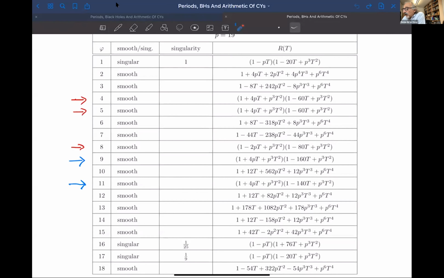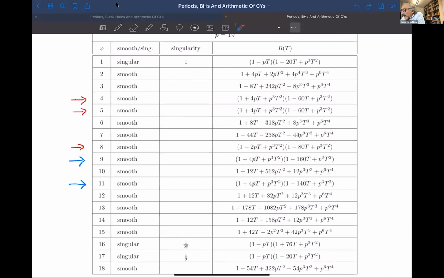And then when we come to phi is 4, you see it factorizes in just the way that we said. It factorizes into a piece with an extra factor of p here, and an alpha coefficient, alpha p, so alpha is 4 here, or minus 4, and beta is 60, because the signs are such that you choose minus signs there.